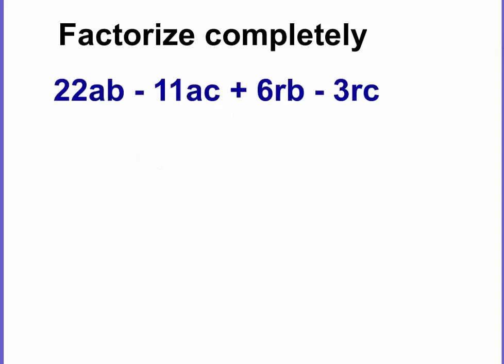Now let's move higher. Now these are 4 different terms, and to make it easier, let's do the grouping in twos and solve them like we did earlier. So 22 and 11, the highest common factor is 11. Now let's look at this. A and a, the factor is a. Now for b, there's no factor, and c, there's no factor.